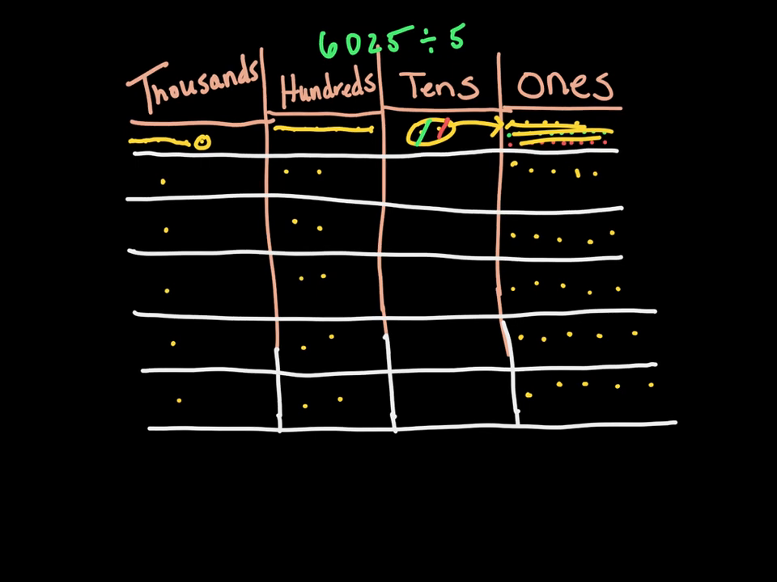So how many in the thousands do we have? We have 1. We have 2 hundreds. We do not have any 10s. And we have 5 ones. 1,205.